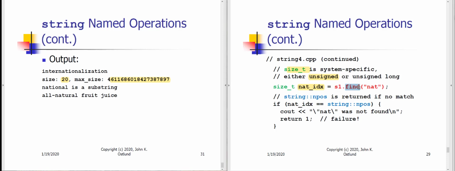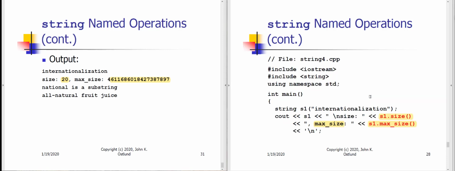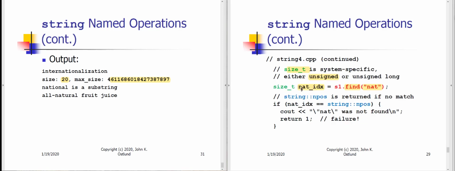What the find member function of the string class does is to search for something in that string. In this case, I'm using a C string as the thing I want to search for. Remember that my string in S1 is internationalization. Here is nat within internationalization, and its offset from the beginning is 5 characters. So nat_idx is going to be a 5 in this case.